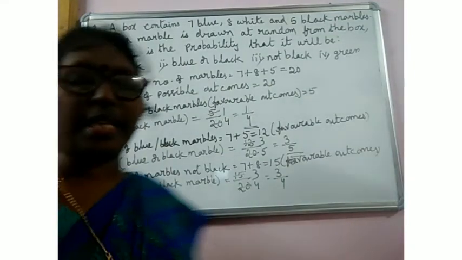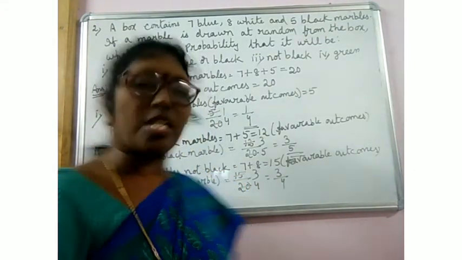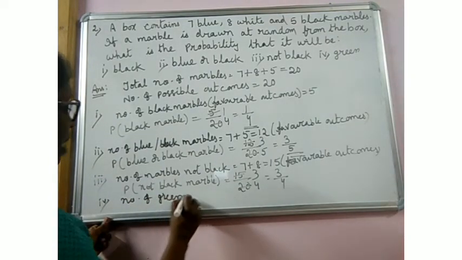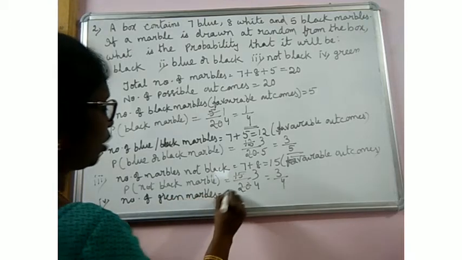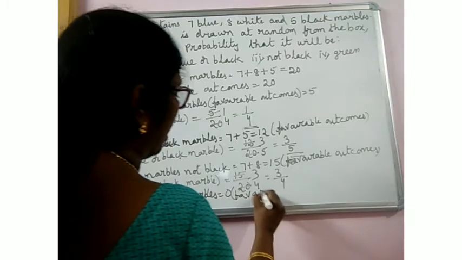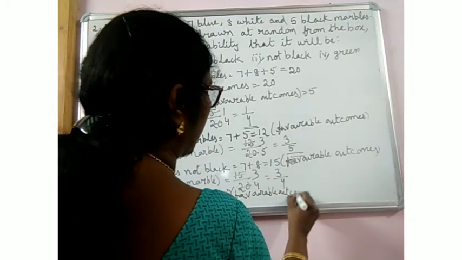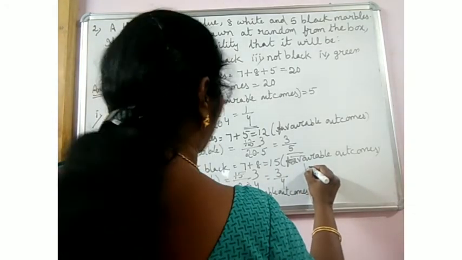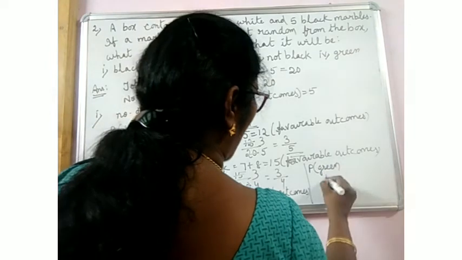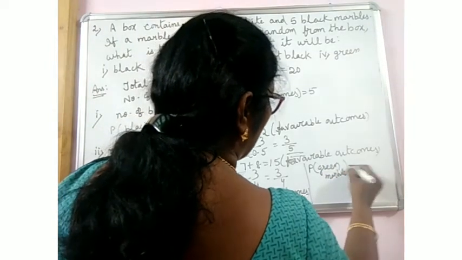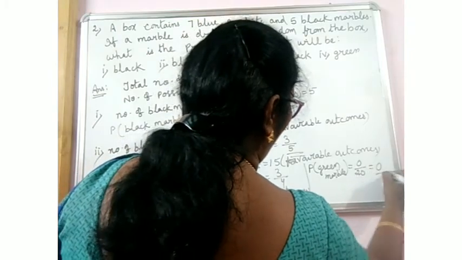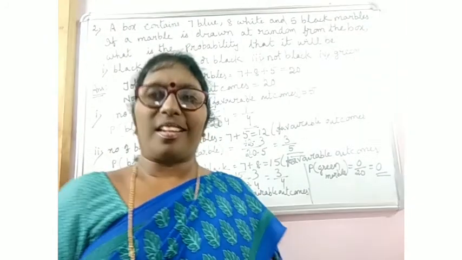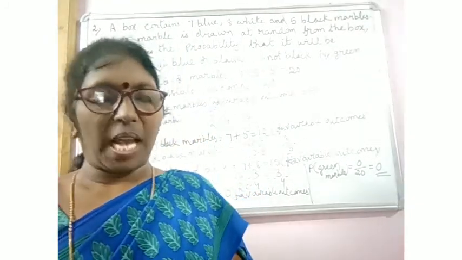This event is known as an impossible event because there are no green marbles. Number of green marbles is 0. That is favorable outcomes, favorable outcomes is 0. So probability of getting a green marble is equal to 0 by 20, that is 0. If the probability of an event is 0, the event is said to be an impossible event. I hope this is clear to you.